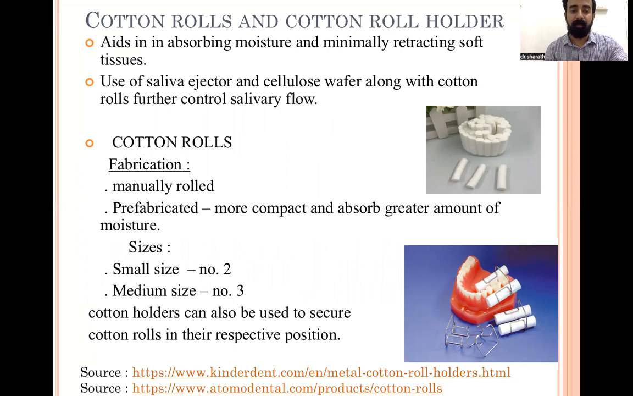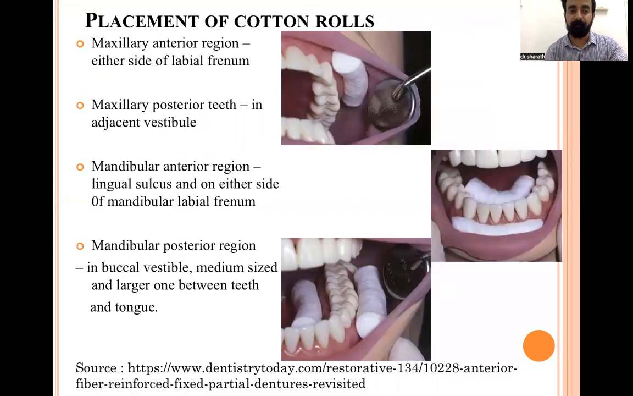Now, how is it fabricated? We have manually rolled cotton absorbers or prefabricated ones that are more compact and absorb a greater amount of moisture, which is available in sizes of 2 and 3, that is small and medium size. Cotton holders can also be used to secure cotton rolls in their respective positions. You can see here the metallic devices which are positioned in the oral cavity after placement of the cotton rolls into them. So how do you place the cotton rolls?